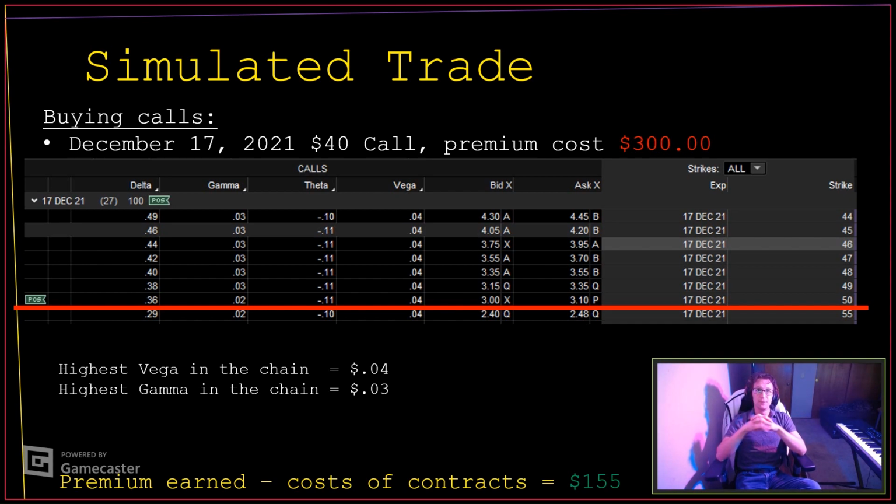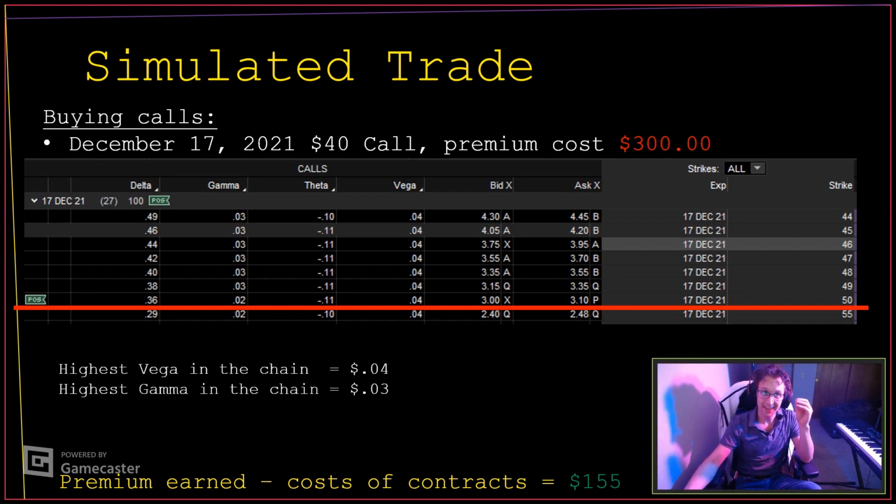Whew. So you can tell that the Vega and the Gamma aren't the best. The Gamma on this call is 0.02, and the highest in the chain was 0.04. The Vega high was 0.03, and all I've got here is 0.02. Oh, I'm sorry, I said the Vega wrong. So I got the best Vega, but I didn't get the best Gamma. But that's okay, because I'm prioritizing that Vega. That's my strategy. The premium earned minus the cost of the contracts is $155, and this represents the intrinsic value of the call option that I sold. I want to hold on to that.